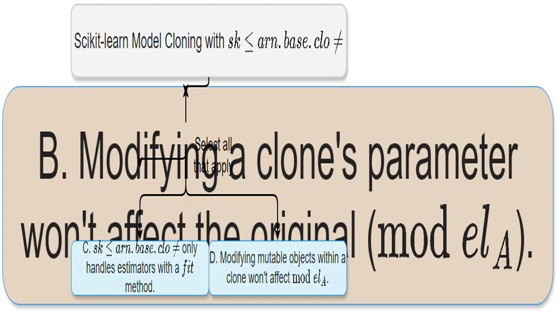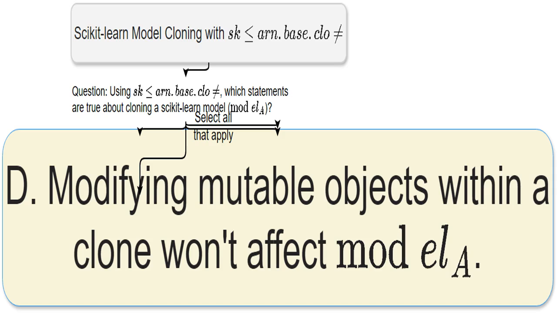The main goal of sklearn.base.clone is to provide independent copies, so changing a parameter in a clone shouldn't touch the original model. Statement D is false. If the original model has mutable attributes, like lists, changing those within a clone will affect the original model because sklearn.base.clone doesn't guarantee a deep copy for all attributes.